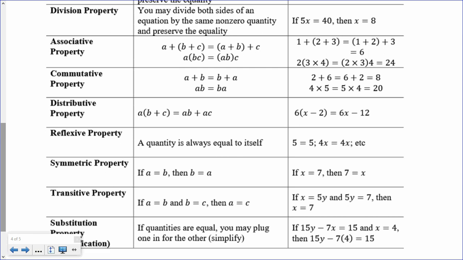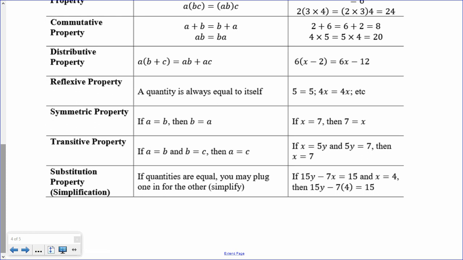Yes? Okay. You have the commutative property, which is when you're adding or multiplying 2 things, and you can switch the order. A plus B equals B plus A, or A times B equals B times A. It's just an operation where you switch the order. They're still going to be the same. Distributive property, we use it all the time. You multiply something through a set of parentheses.